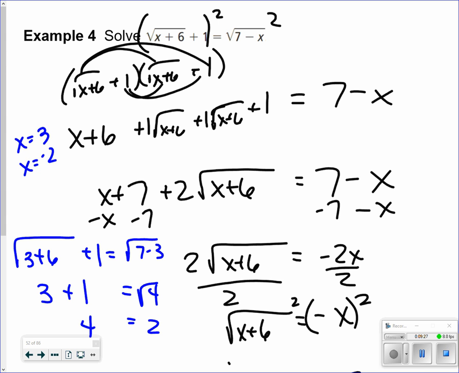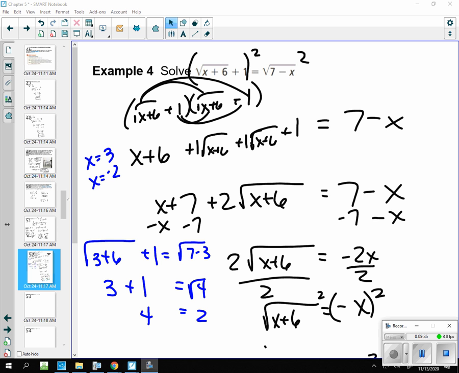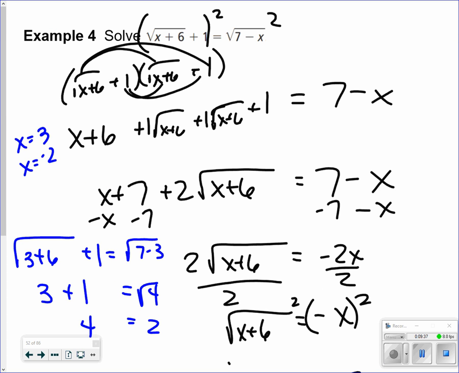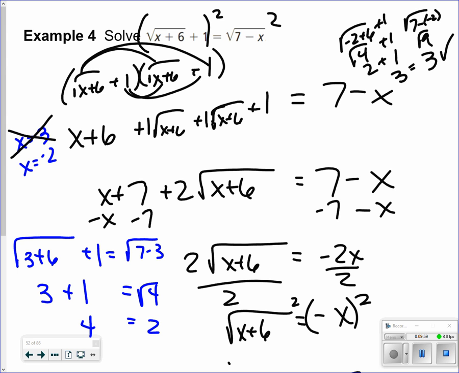Like it looks tough because ultimately when I put 3 in there, it does not work. So I got to cross that answer off, right? X equaling 3 doesn't work. But let's try negative 2, and I'm running out of space here. So negative 2 plus 6 would be 4, and the square root of 4 is 2, plus 1 is 3. So the left-hand side is 3. 7 minus a negative 2 is the square root of 9, which is 3. And that works then. So the only answer to this question is x equaling negative 2.